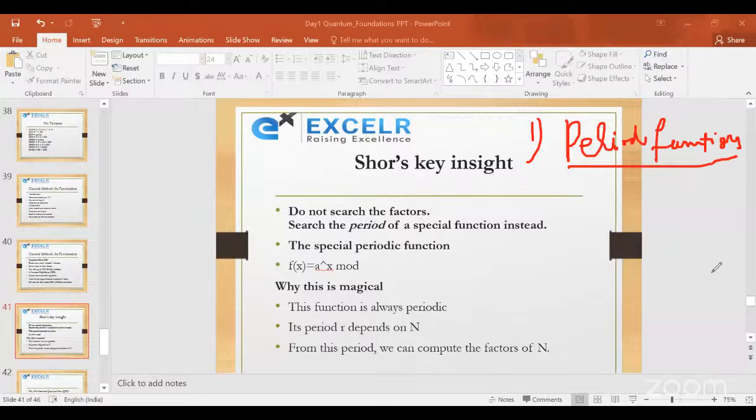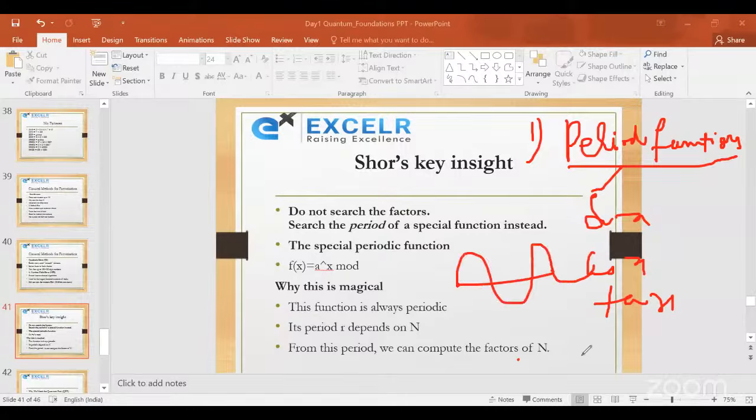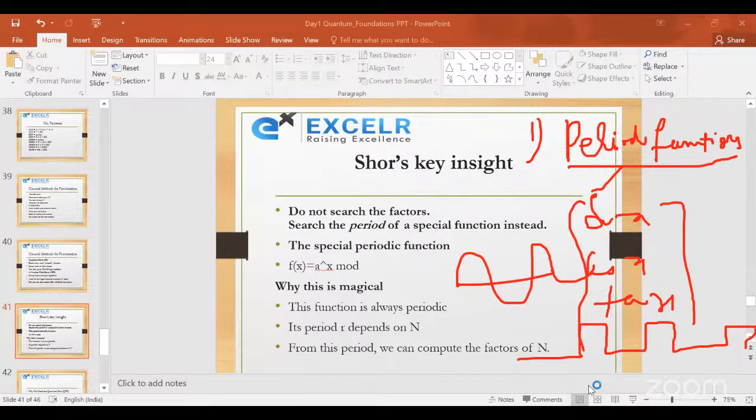The student can ask, yes sir, periodic functions are very many. There are large numbers of periodic functions in the world. The very first periodic functions we know are sin x, cos x, tan x. All these trigonometric functions are periodic because they repeat after a certain interval. The square wave function is also periodic. So there are a lot of periodic functions. But can any periodic function work here? The answer is no.